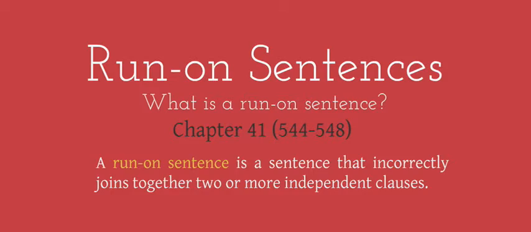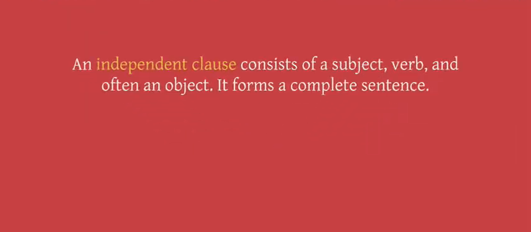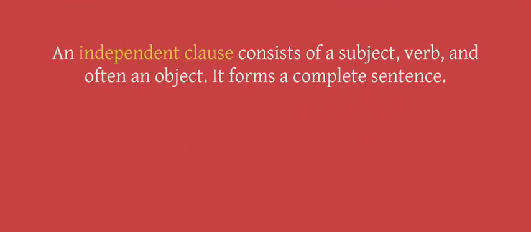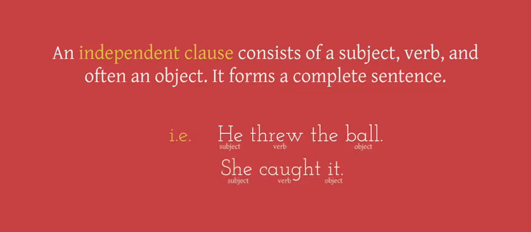A run-on is a sentence that incorrectly joins together two or more independent clauses. So your next question, what is an independent clause? Well, this is a complete idea. A subject, a verb, often an object. It is a complete sentence, okay? So you need an actor or somebody who's doing it in your sentence, which is your subject, and they need to be doing something, which is your predicate, also known as your verb phrase. He threw the ball, right? He threw, if you just left it like that with the subject and verb, it wouldn't necessarily be a sentence because it's lacking the rest of that predicate. She caught it. Great.